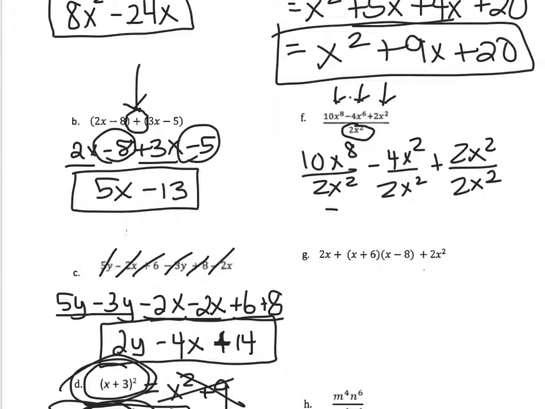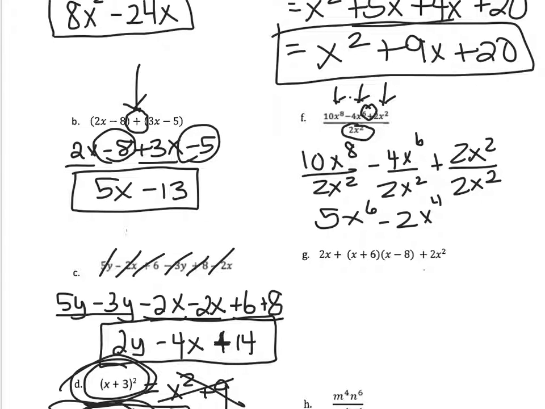10 divided by 2 is 5. X to the 8th divided by x to the 2, subtract the exponents, you get x to the 6th. Negative 4 divided by 2 is negative 2. Oh, I made a mistake here. I apologize. That should not be a 2. In the top here, actually, what we have is 4x to the 6th. That should be a 6. Sorry about that. X to the 6th divided by x squared is x to the 4th, because 6 minus 2 is 4.